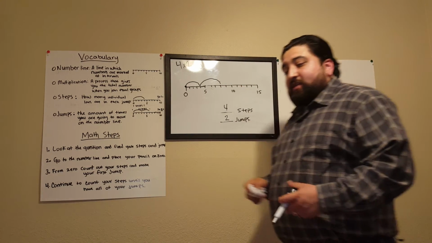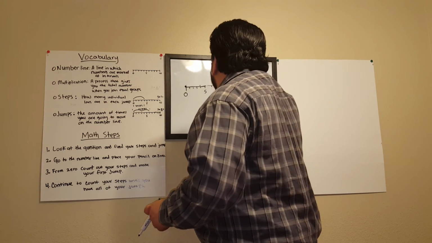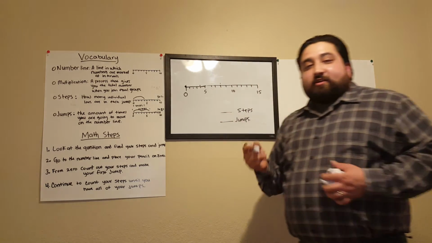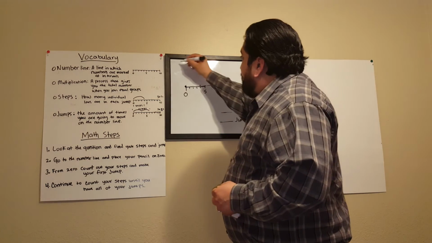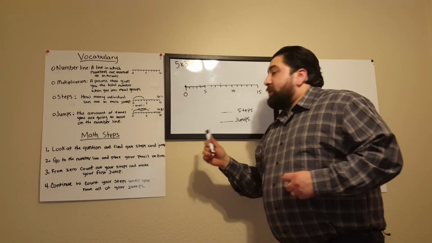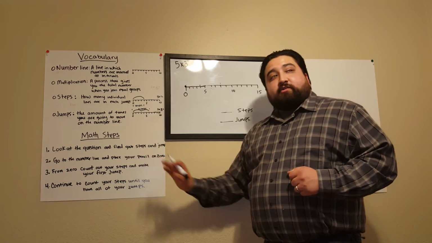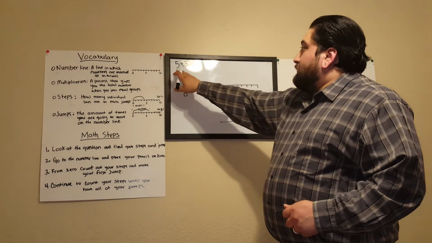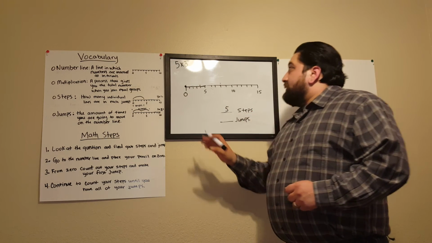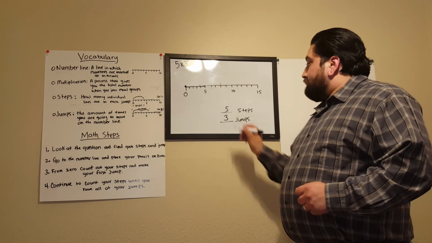Okay, guys? And the second question on the handout that you guys had questions on was 5 times 3. So again, guys, we go ahead and move to our math steps. We go ahead and go to the first one. We find our steps and our jumps. So the first number is our steps, which is 5. The second number is our jumps, which is 3.